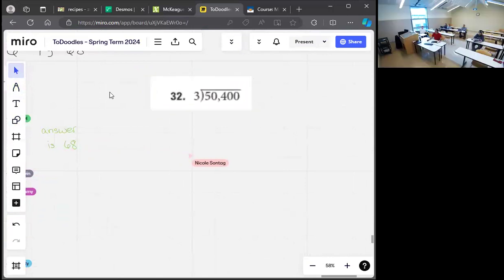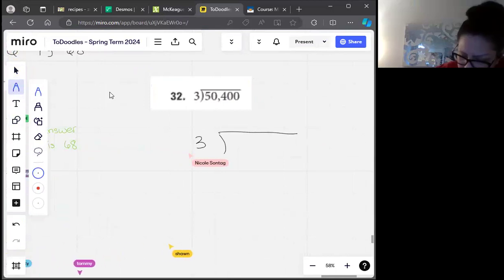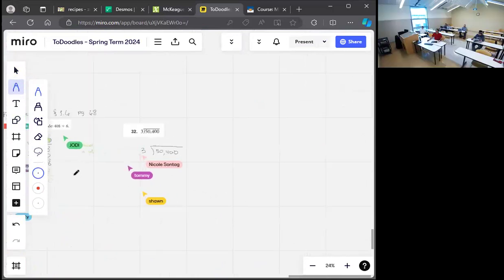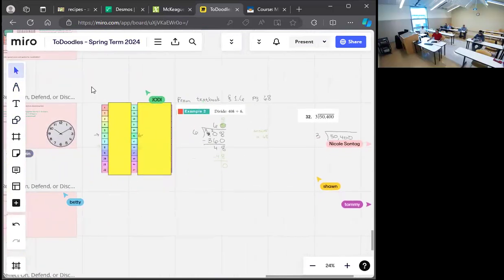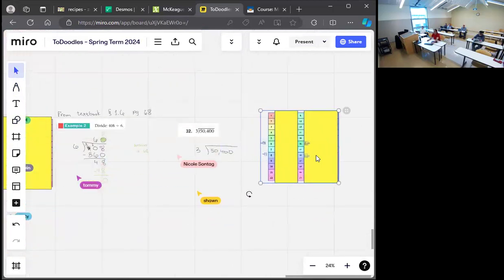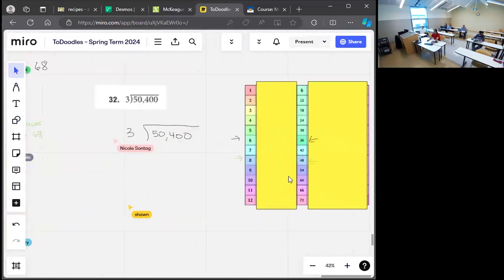So 3 goes into 50,400. Well, I'm going to take this and make a copy on the other side so I don't have to scroll so far. And I want to move my things so that now I'm dealing with only the number 3.